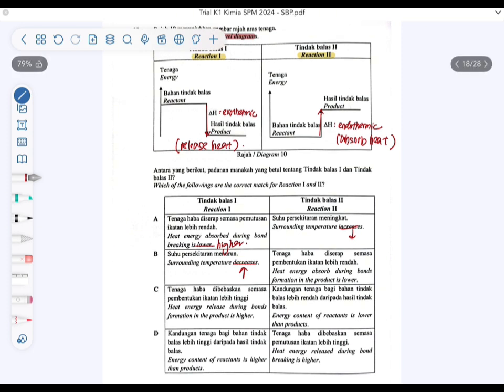So C, the heat energy released during the bond formation in the product is higher. And then for reaction 2, the energy content of the reactant is lower than the product. Okay, C is correct.